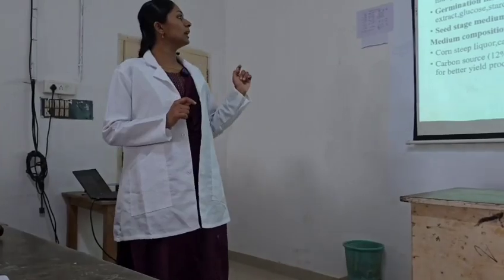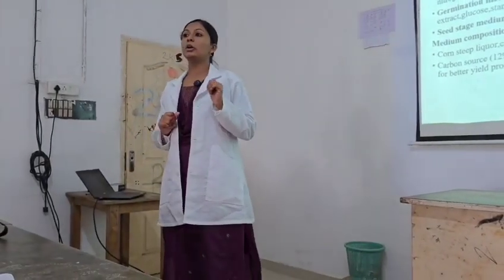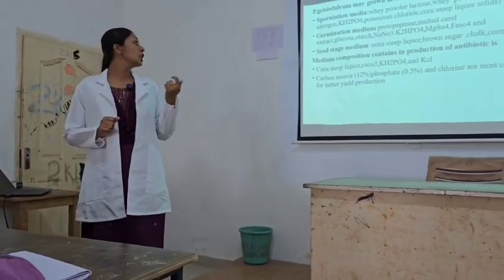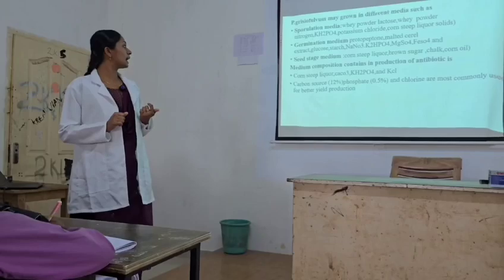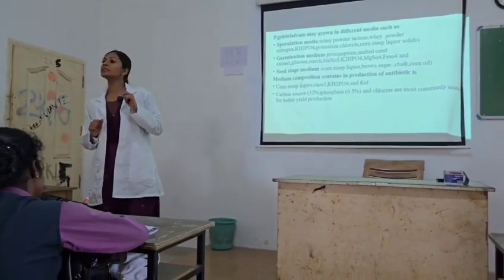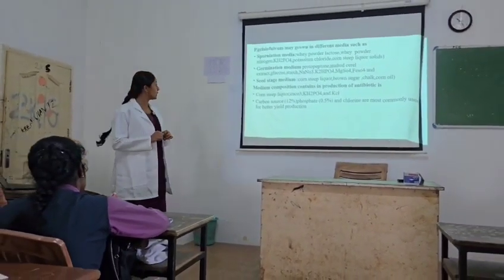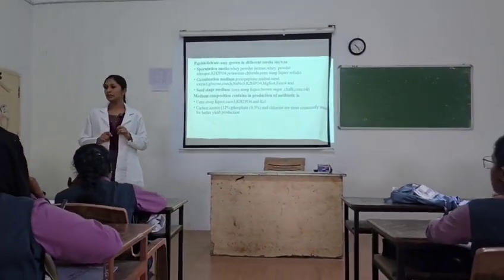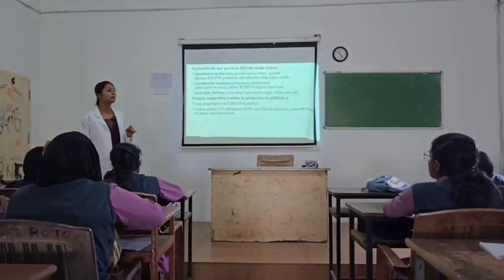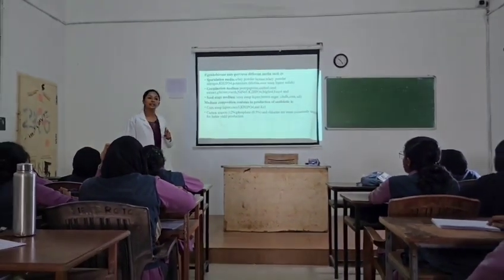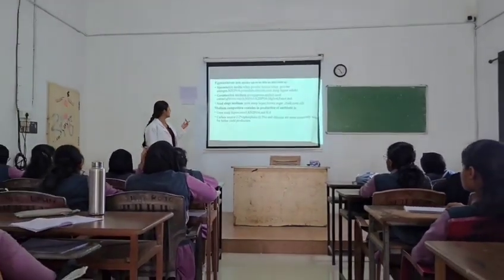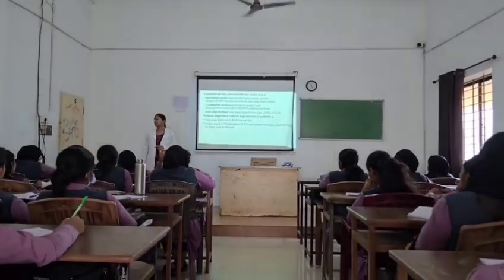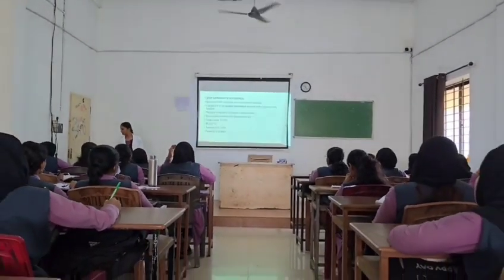In the medium composition for the production of the antibiotic, the ingredients are corn steep liquor, calcium carbonate, potassium hydrogen phosphate and potassium chloride. In this case, we can use a carbon source of 12% and phosphate of 0.5%. We can also use chlorine, commonly, for better yield production. Okay, this is the formulation of media.